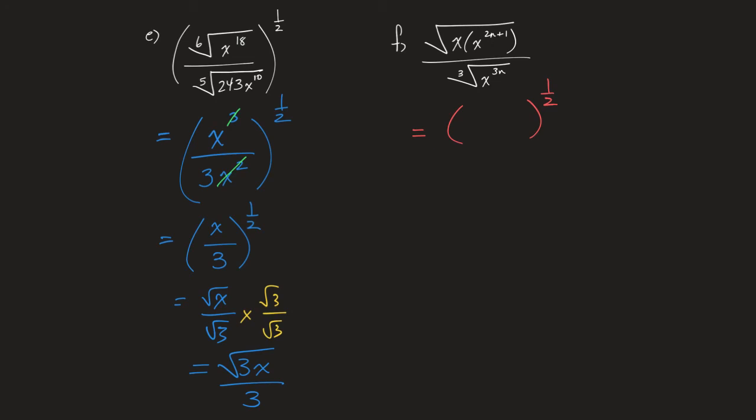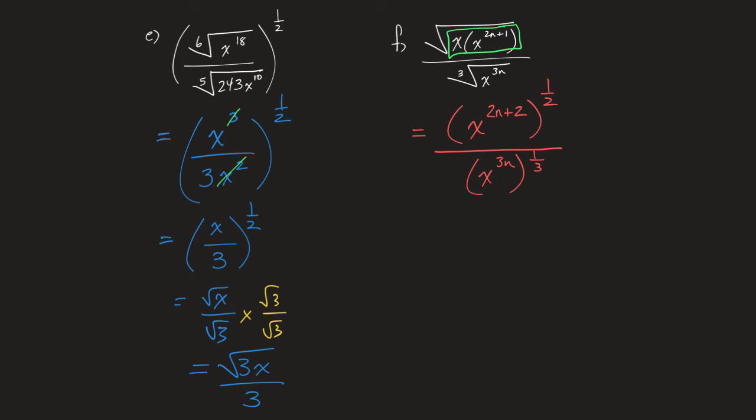On the inside, I'm multiplying powers of the same base. So in what I've just boxed in green, I'm taking an x and I'm multiplying it by x to the exponent 2n plus 1. If I multiply powers of the same base, that means I add my exponents. Okay, I take a look in the bottom, and I'm going to change my root into an exponent. I think that's a great first line.